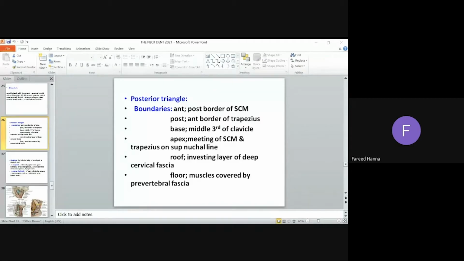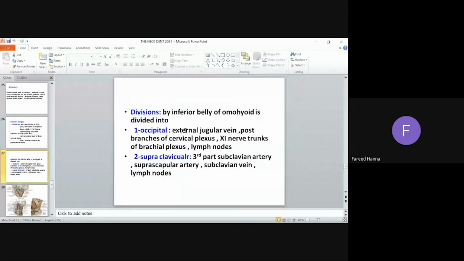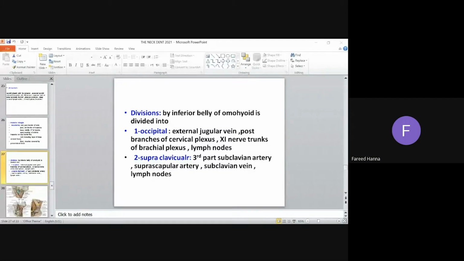Now, the next slide is the divisions of the posterior triangle. The posterior triangle is divided by the inferior belly of omohyoid into the occipital triangle, which is the largest one, bounded by the posterior border of sternocleidomastoid, the anterior border of trapezius, and below the inferior belly of omohyoid. This contains the external jugular vein, the posterior branches of the cervical plexus, which supply the skin, the accessory nerve, and trunks of the brachial plexus with a few lymph nodes.